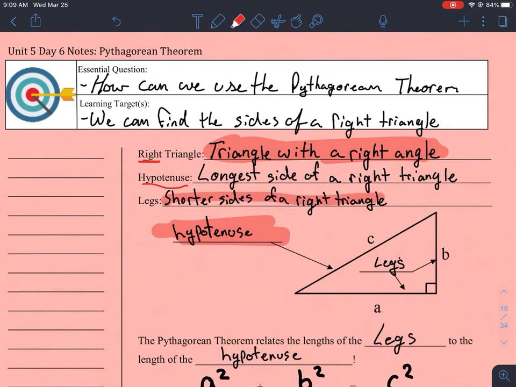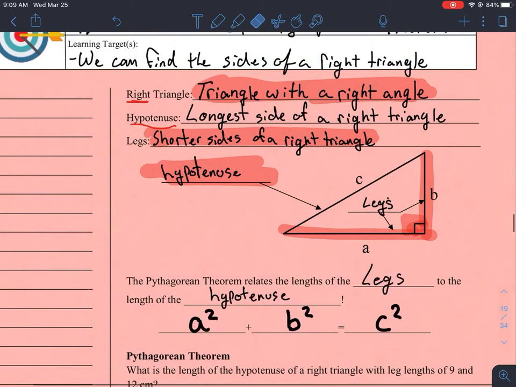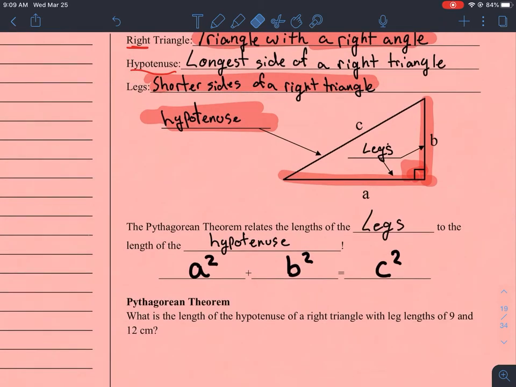The legs are going to be the shorter sides of the right triangle. If you look, the legs are the sides that create that right angle. They're also the sides that connect to the hypotenuse. So legs, hypotenuse, just some words that we're going to throw around as we work our way through the lesson.